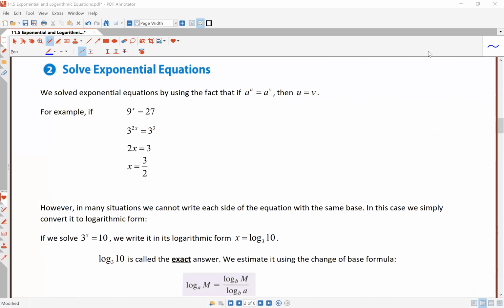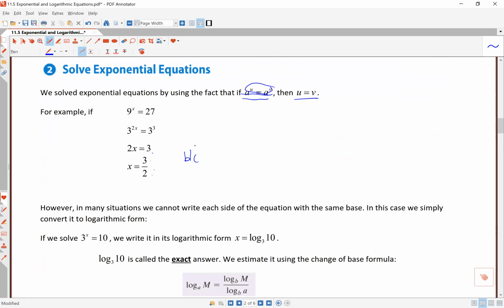The other type we saw was if you had the same base on both sides, like 9 to the x equals 27. In that case, we would get a nice solution out of it by writing them with the same base. 9 is 3 squared, 27 is 3 cubed, so we get 3 to the 2x equals 3 cubed. If a to the u equals a to the v, we drop off the bases and we just say u equals v. So 2x equals 3, or x equals 3 halves.